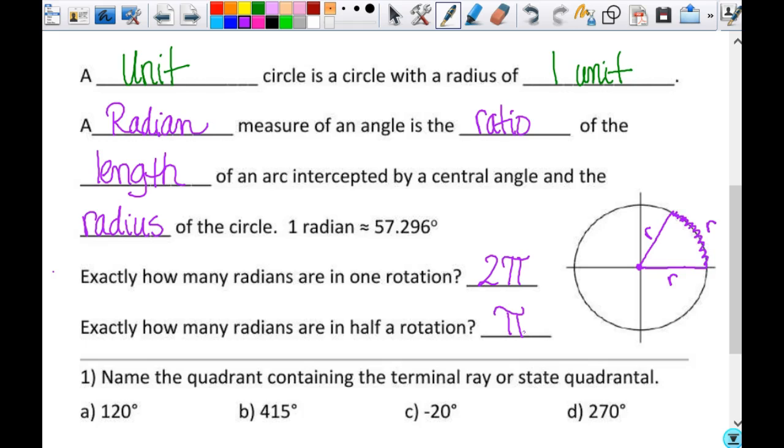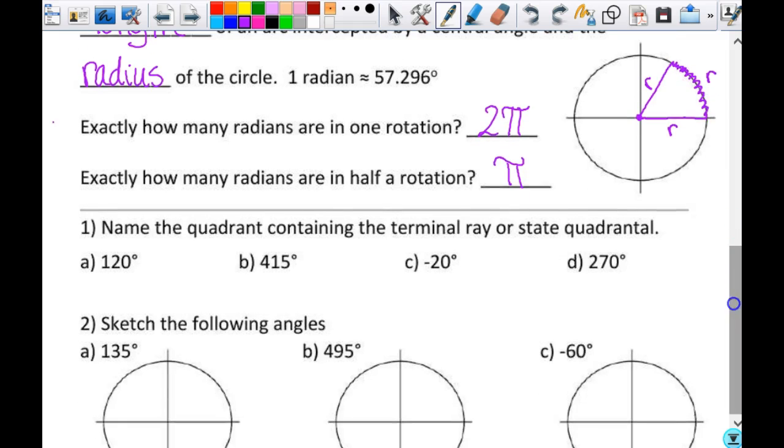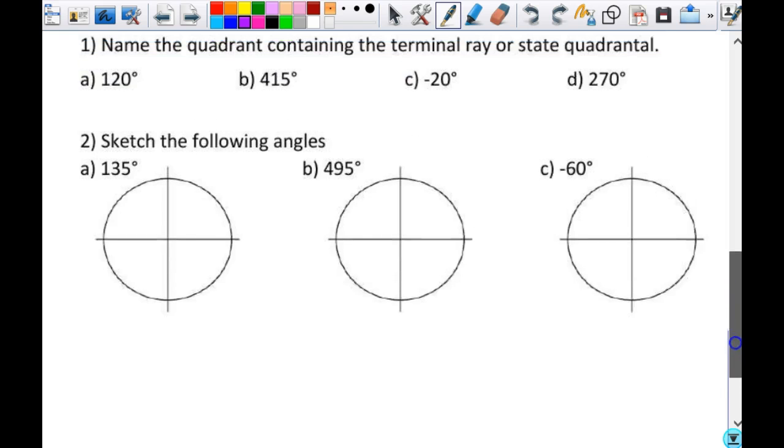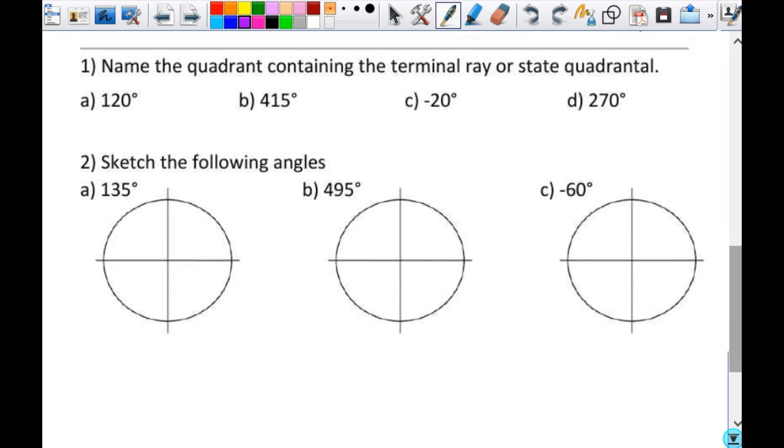You should have converted from degrees to radians and back and forth in geometry regardless of what level of the class you were in. Okay, so now we're just going to name the quadrant containing the terminal ray or state that it's quadrantal. So if I have a 120-degree angle, you can look back up at your little picture at the top. If this is 0, this is 90. So 120 is somewhere over here. So what quadrant's it in? 2. That's all we're really doing right there.